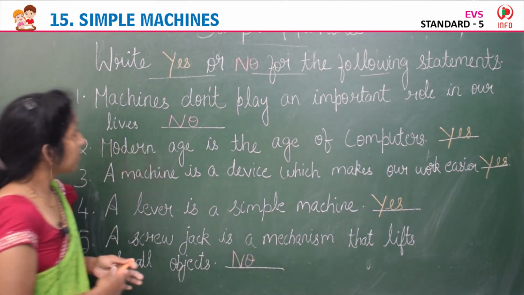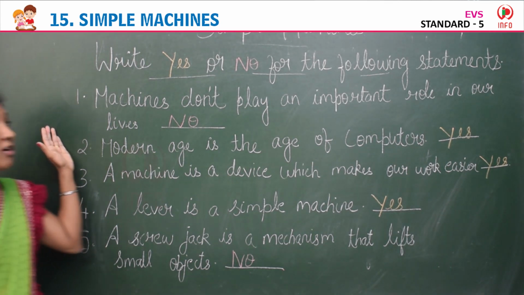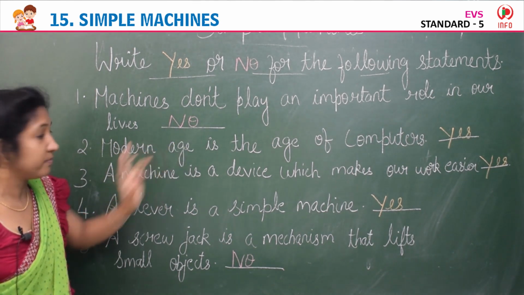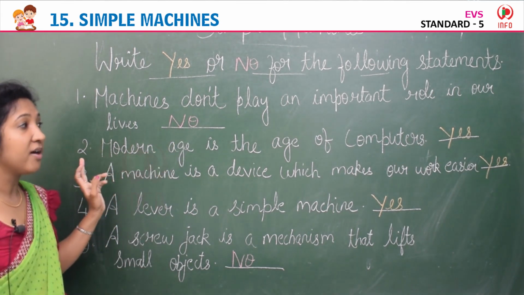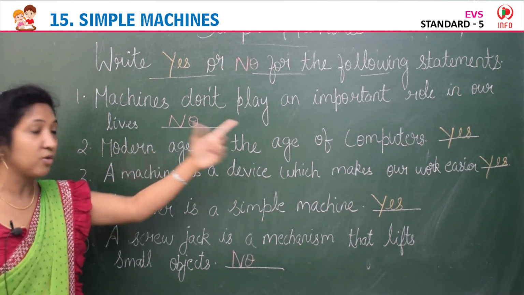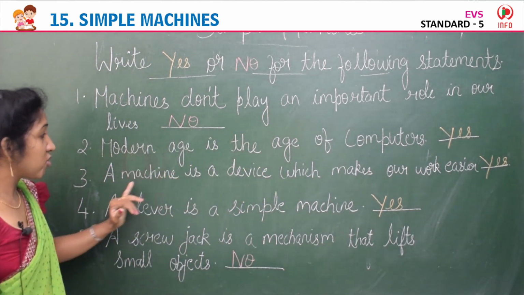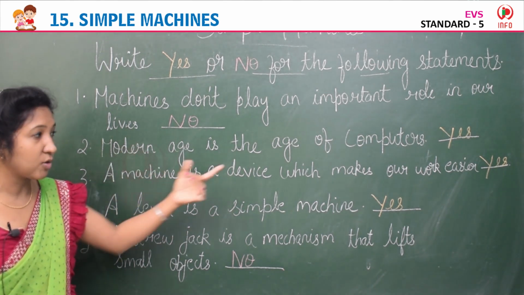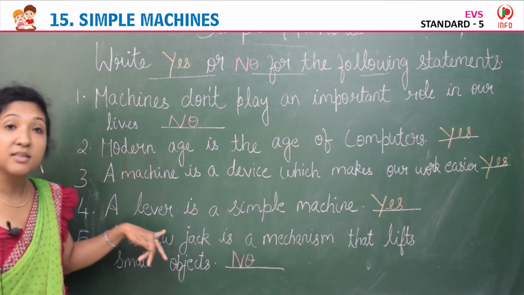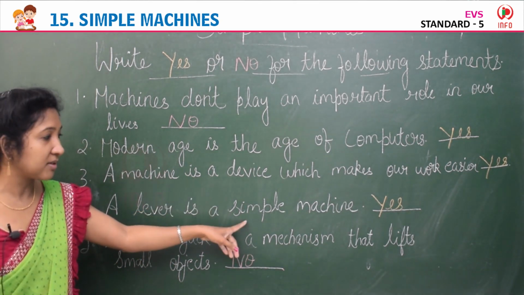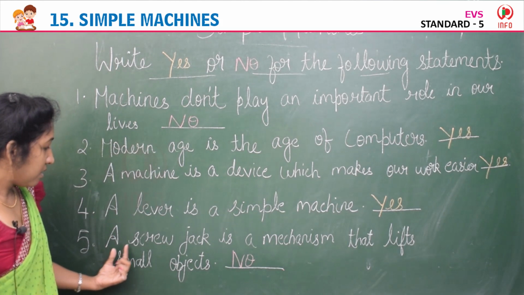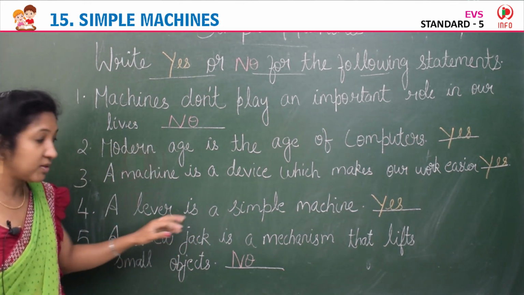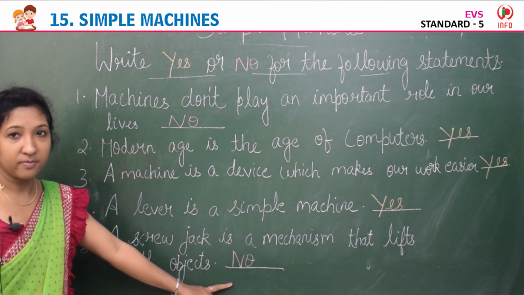Okay. So machines don't play an important role in our lives. The statement is wrong. So the answer is no. Modern age is the age of computers. It is right statement. So the answer is yes. A machine is a device which makes our work easier. It's a correct statement. So the answer is yes. A lever is a simple machine. Yes, it is correct. So the answer is yes. A screw jack is a mechanism that lifts small objects. The statement given is wrong. So the answer is no.